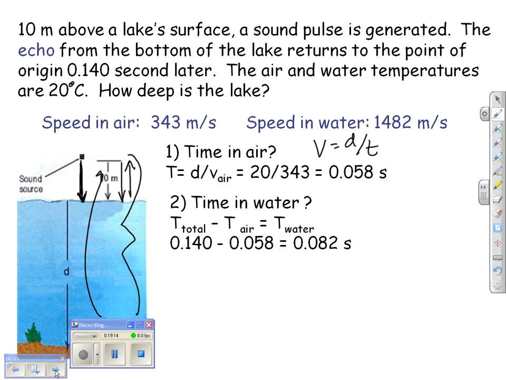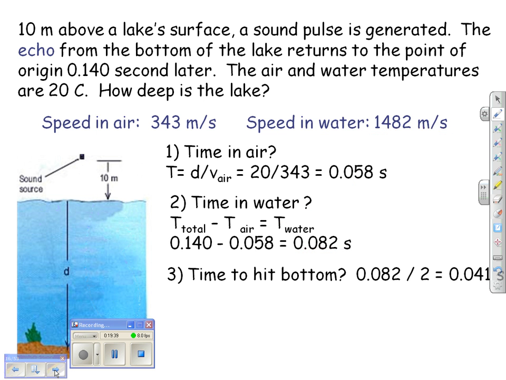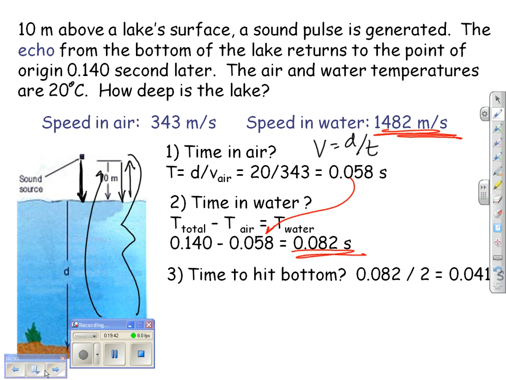All right. Then I want to find out how long it was in the water. Well, the total time that it went from the source back to the source was 0.14, and that was in my problem. I'm going to subtract the time it was in the air just now, and find out that the time in the water was 0.082 seconds. If I know time and I know speed, can I find distance? Yes, because I can use my V equals D over T.